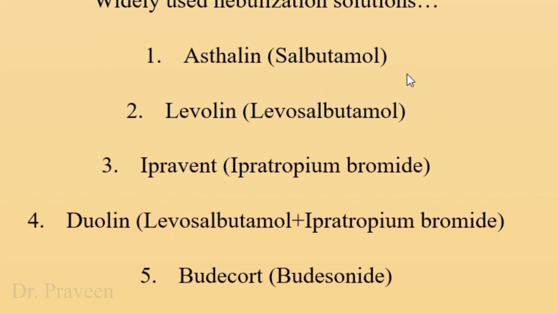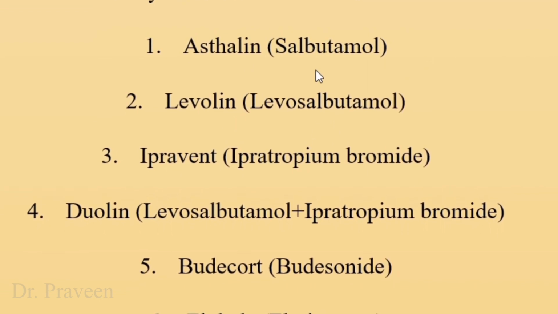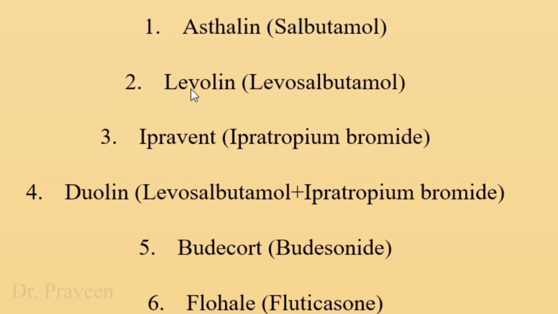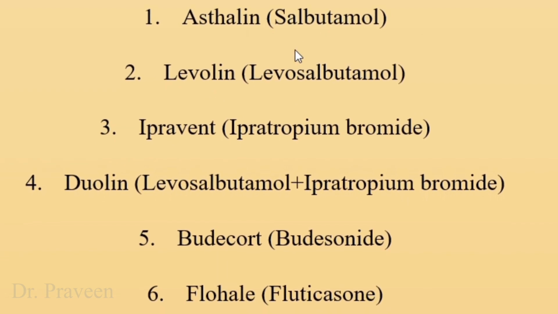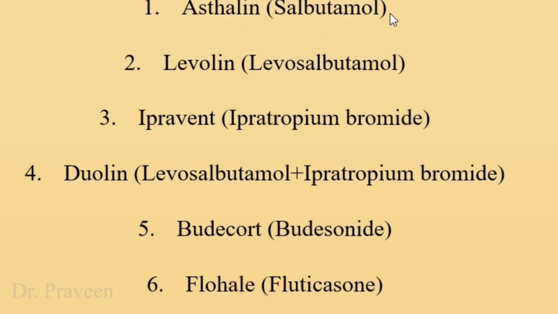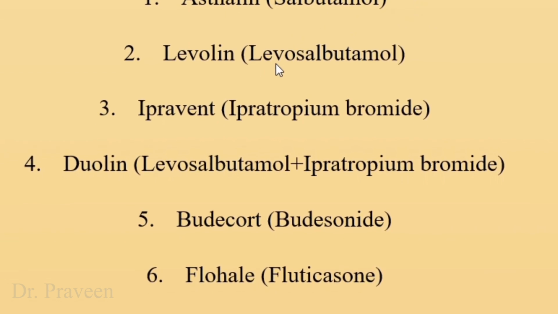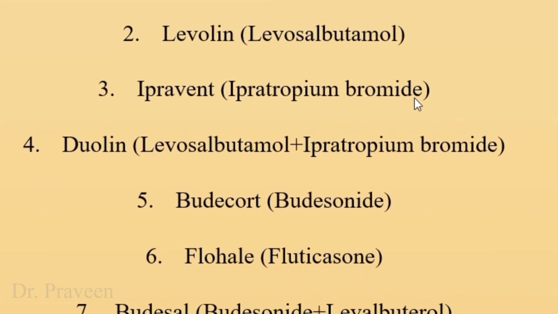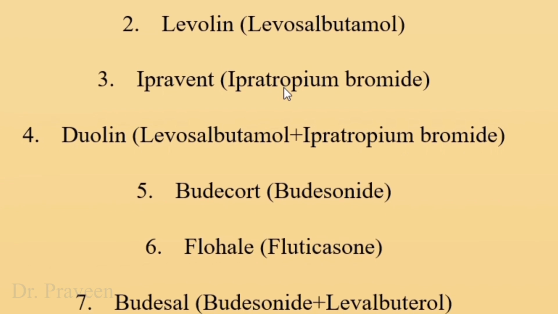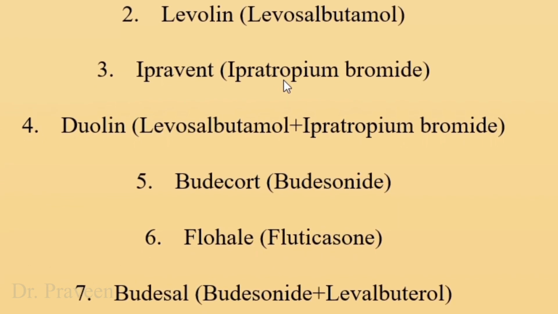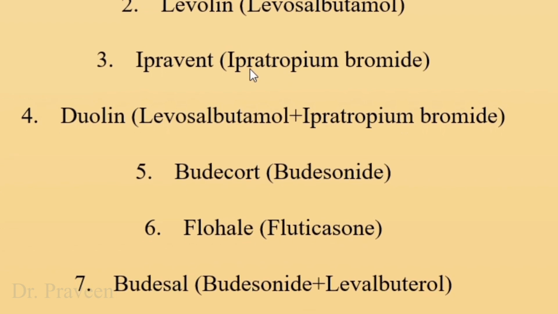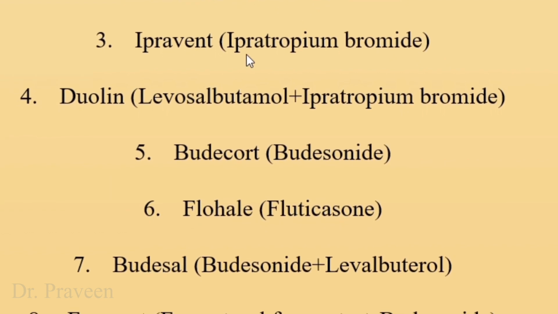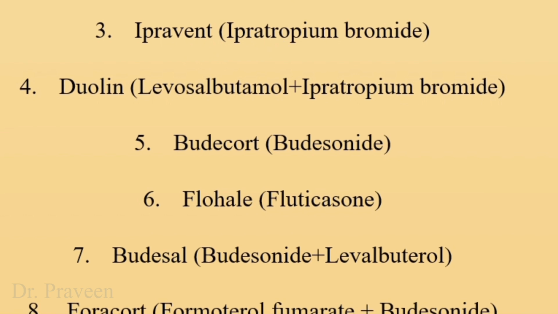We have seen Asthalin, that is salbutamol, a bronchodilator. Levolin is the improved version of salbutamol, which reduces the tachycardia and hyperkalemia that are common with salbutamol, and both can be used. Salbutamol can be used 3 to 4 times a day, and Levolin, that is levosalbutamol, can be used 3 times a day. Ipratropium bromide is used in COPD patients and prevents bronchoconstriction. Asthalin and Levolin are bronchodilators. Ipratropium bromide prevents the bronchoconstriction.